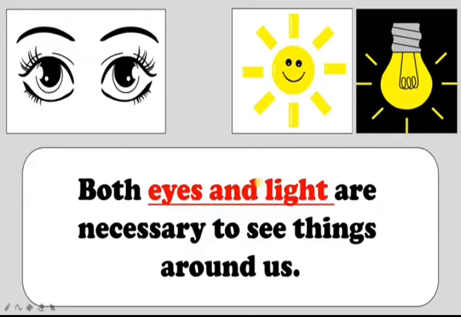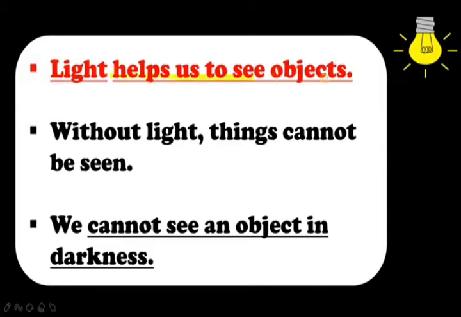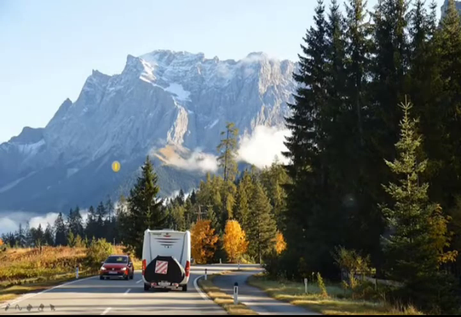Both eyes and light are necessary to see things around us. Note the point: both eyes and light are necessary to see things. Children, without light, things cannot be seen, and we cannot see an object in darkness. Even if you have eyes, without light it is not possible to see things. Here you can see the things.